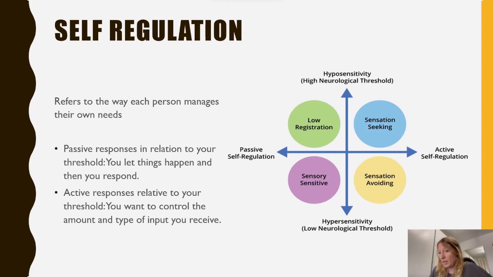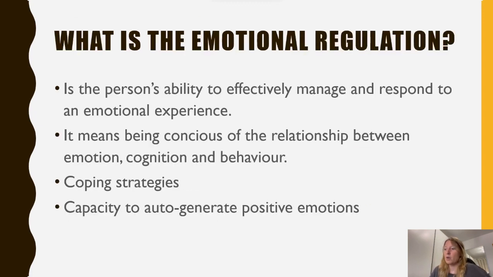So let's go to the next part of the slide, which is about emotional regulation. Emotional regulation is a person's ability to manage and respond to an emotional response. We're not talking about sensory, we're talking about emotions. It's the consciousness of the relationship between emotion, cognition and behavior, to develop coping strategies. It's the capacity to auto-generate positive emotions out of a bad situation.